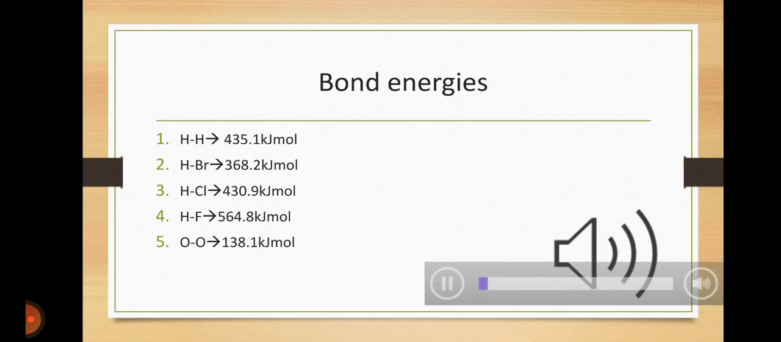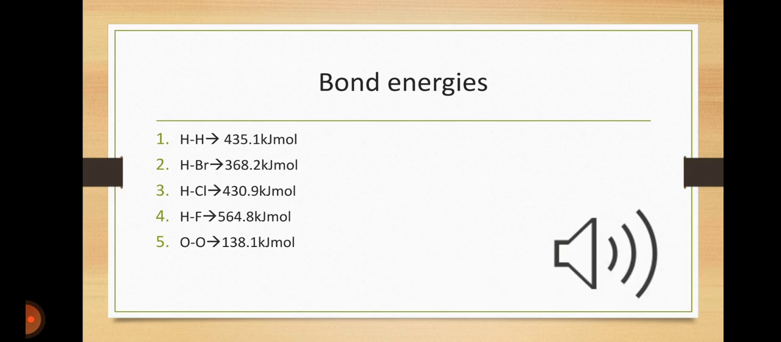The bond energy of the hydrogen-hydrogen bond is 435.1 kilojoule per mole, the hydrogen-bromine bond energy is 368.2 kilojoule per mole, the HCl bond energy is 430.9 kilojoule per mole, the HF bond energy is 564.8 kilojoule per mole, and the oxygen bond energy is 138.1 kilojoule per mole. These are the standard values listed.